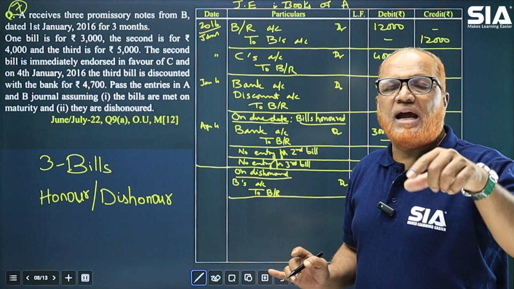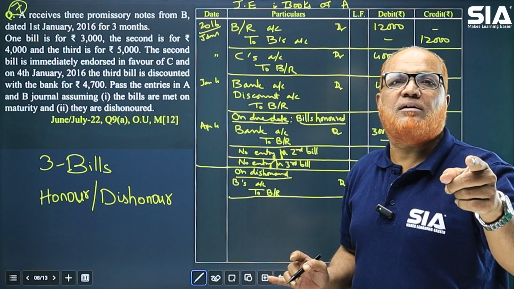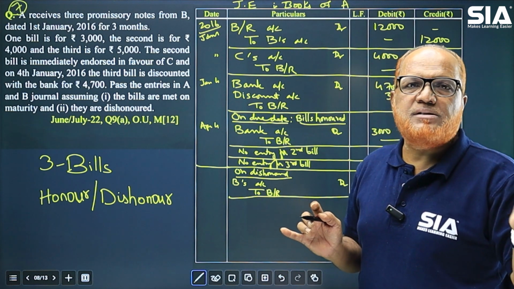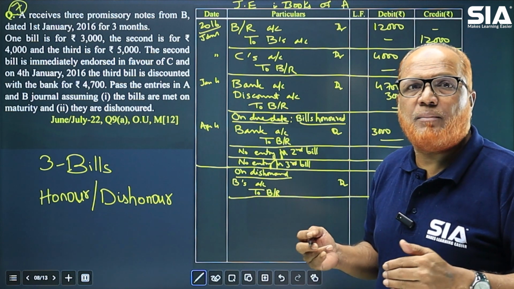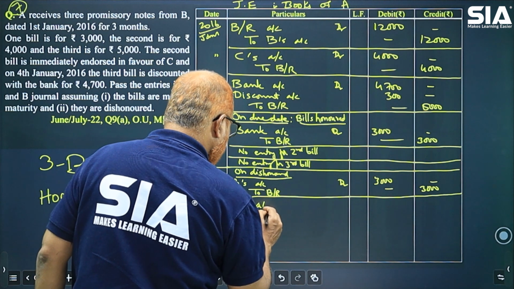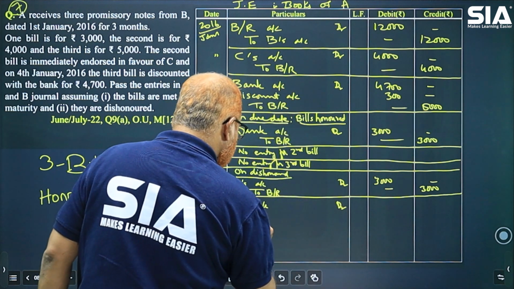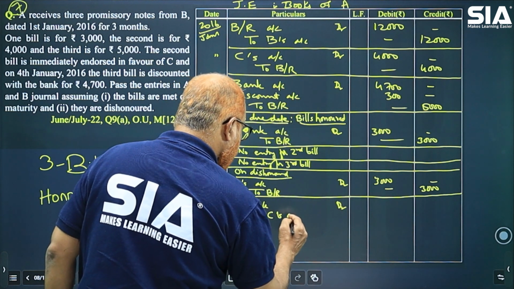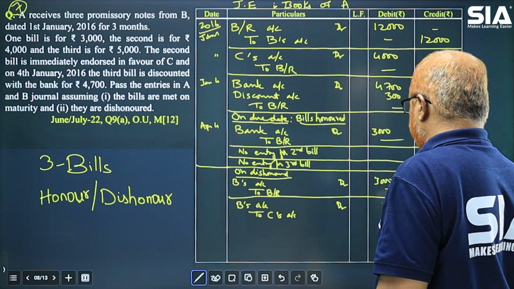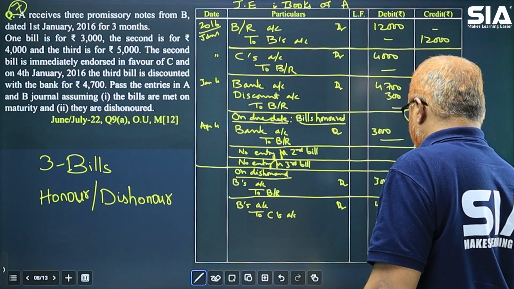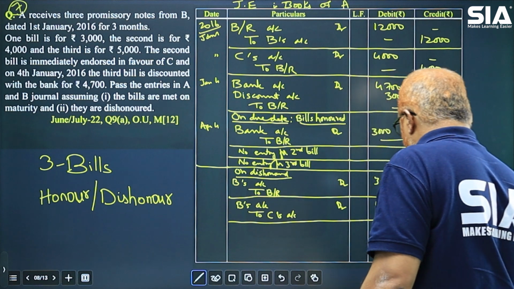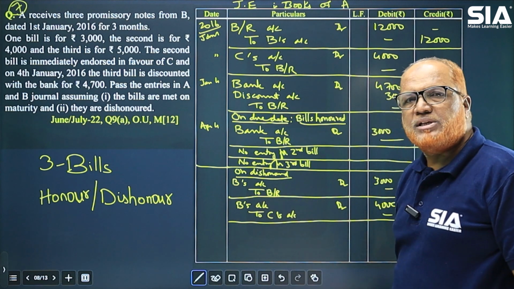Second entry, second bill. The second bill was endorsed in favor of C, and that bill was dishonored. Now again we debit B's account, because from B we have to get the amount. So B's account debtor to C's account. How much is the second bill? It is 4,000. So what is the entry now? B's account debtor to C's account.